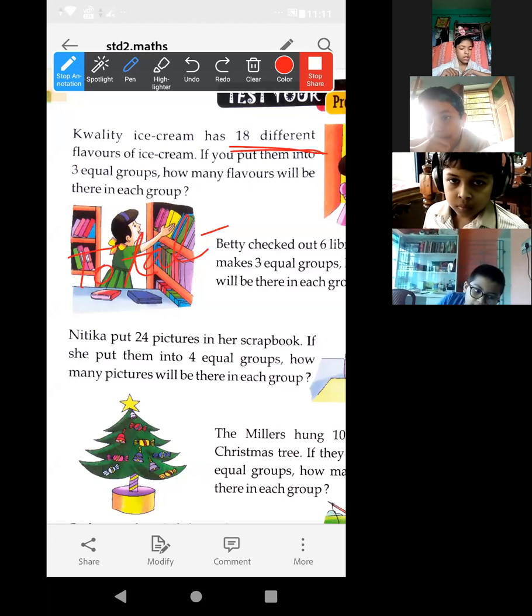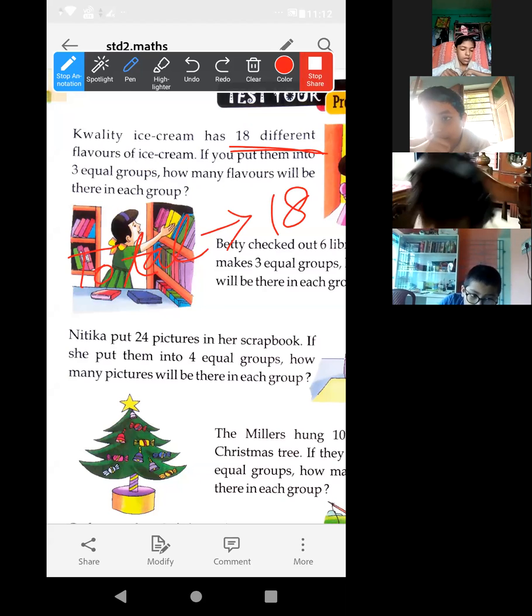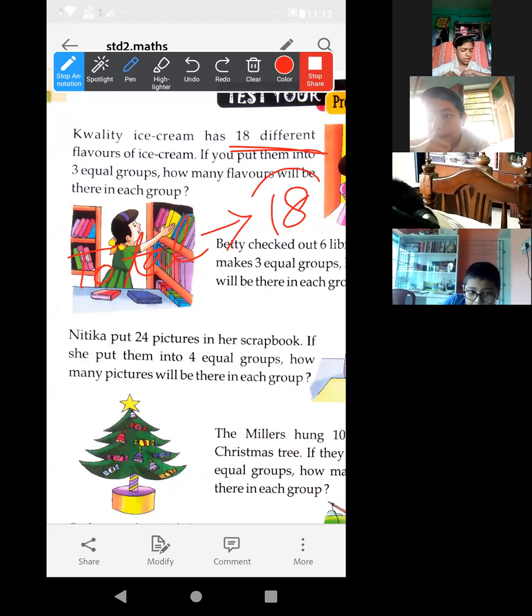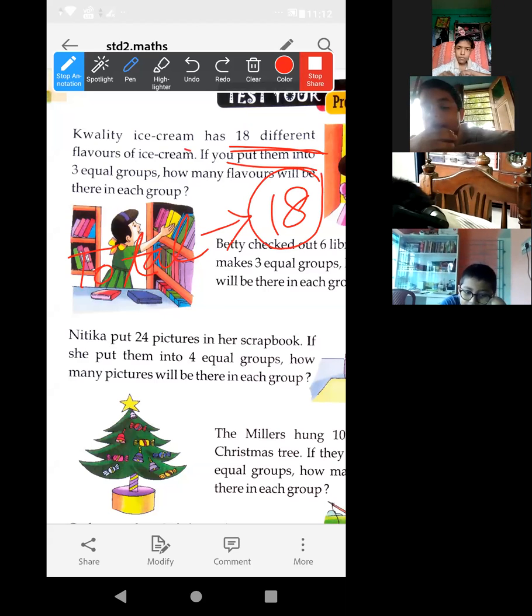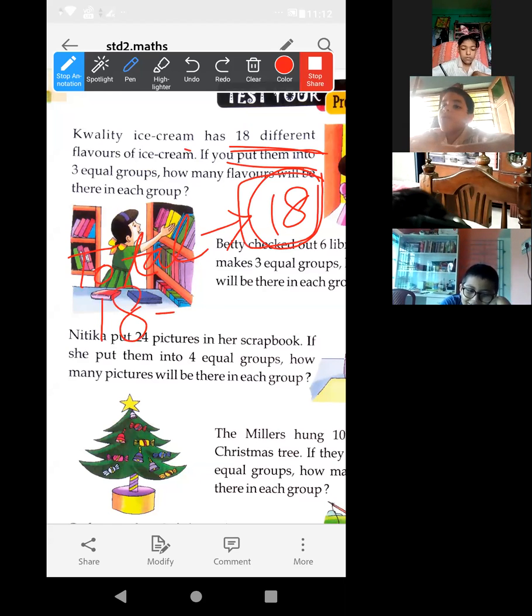Total number of ice cream. 18, basically this is not the total number of ice creams. Basically this is the total number of varieties of ice cream, okay? How many types of ice cream are there? 18 types. Now these flavors, if we want to put this 18 into 3 equal groups, that means divided by 3. Yes, so 3 equal groups will be there.